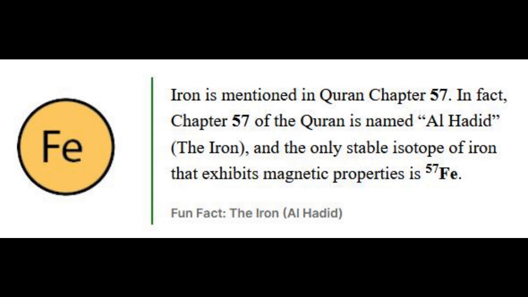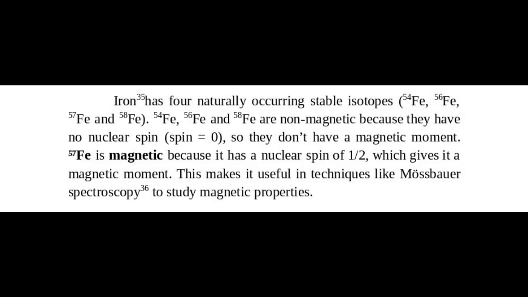Iron is mentioned in Quran chapter 57. In fact, chapter 57 of the Quran is named Al-Hadid, the iron, and the only stable isotope of iron that exhibits magnetic properties is iron-57. Iron has 4 naturally occurring stable isotopes: iron-54, iron-56, iron-57, and iron-58.